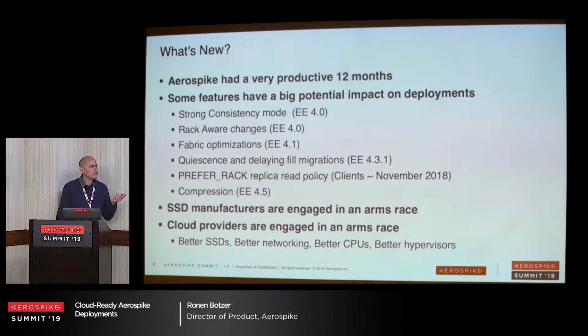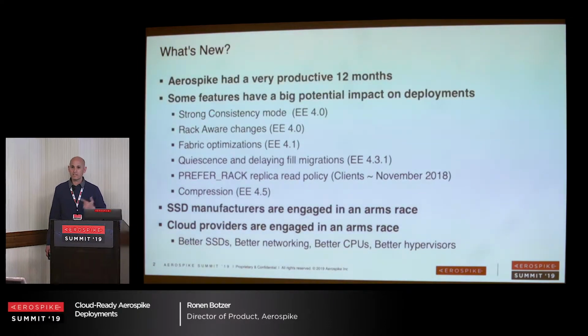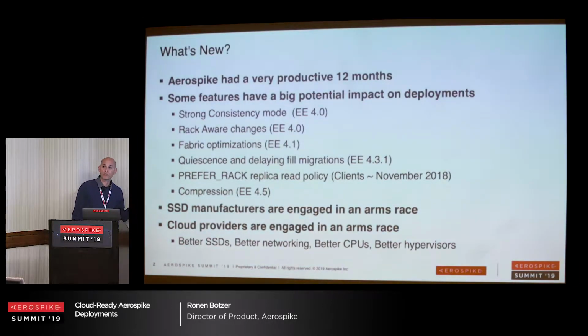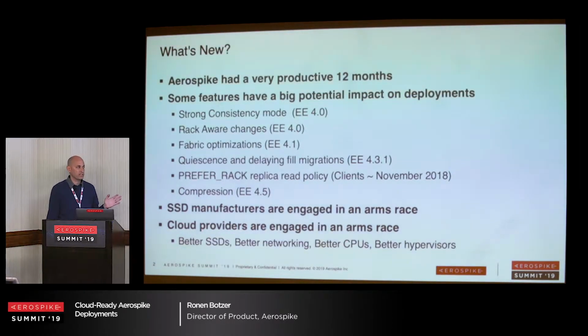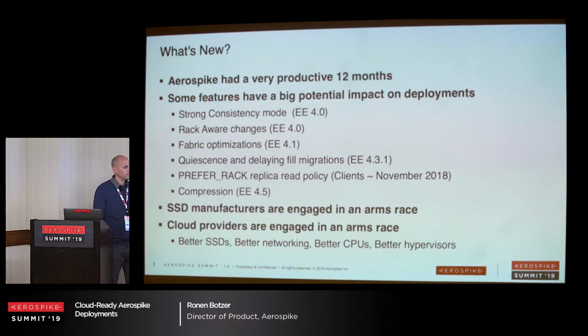Next thing, right after the summit, was fabric optimization. The replica writes, the node-to-node communication when you need to talk to all the replicas, are much more efficient now, so there have been big optimizations there. So if you're on a version older than 4.1, it's something you want to take advantage of. The next thing is quiescence and delaying fill migrations. That came in 4.3.1, and we'll talk about it in a bit.